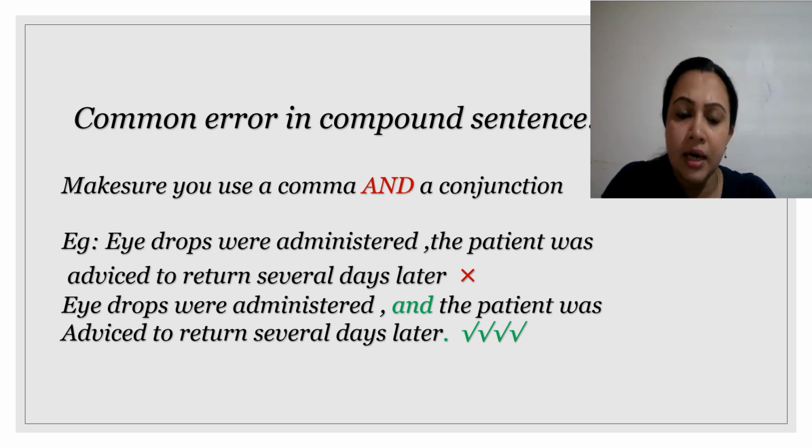Do you think that it conveys a meaning? Sometimes it will convey a meaning, but does it convey a complete meaning? Just read the second sentence: Eye drops were administered, and the patient was advised to return several days later. That is more clear, isn't it? That idea is more clear. So that means when you are writing a compound sentence, you need to put a comma followed by a conjunction.